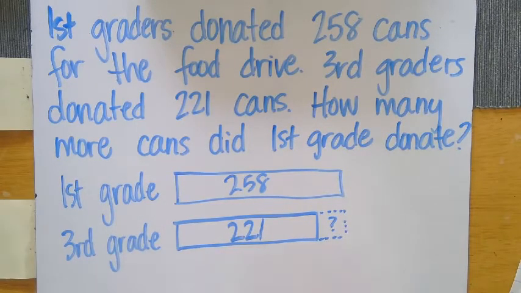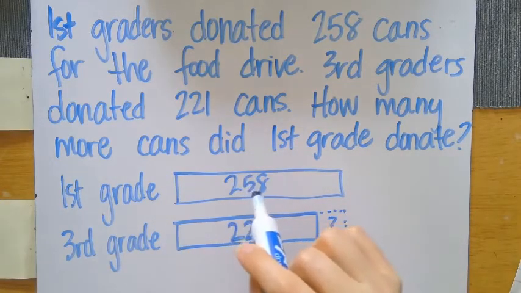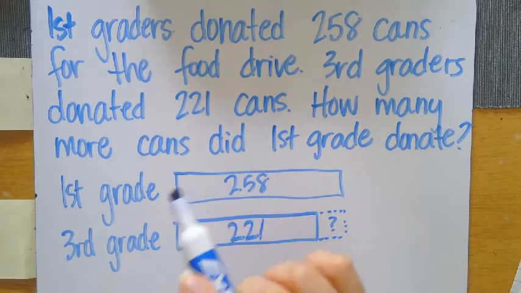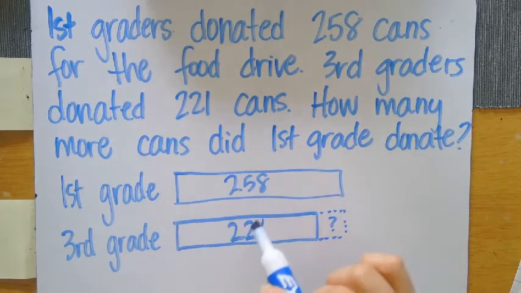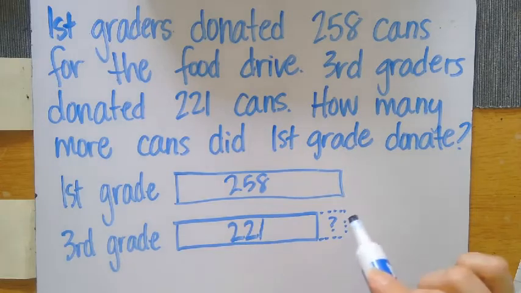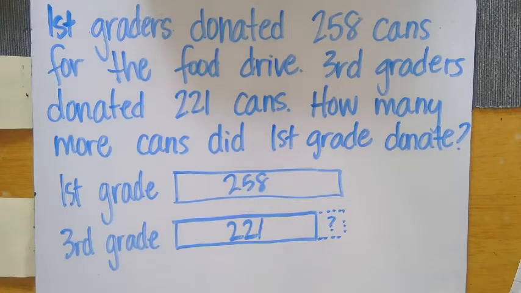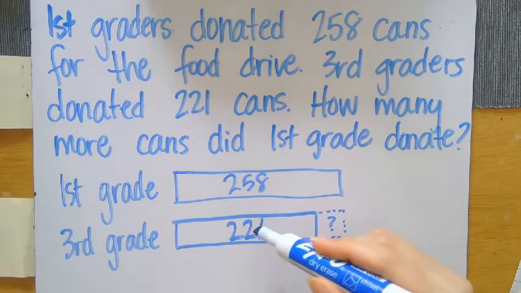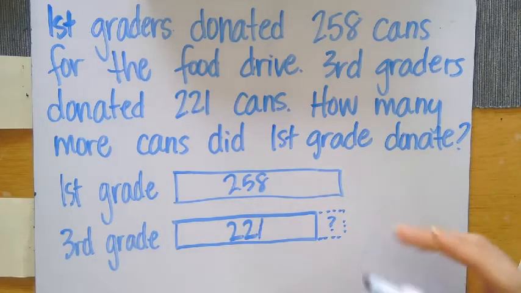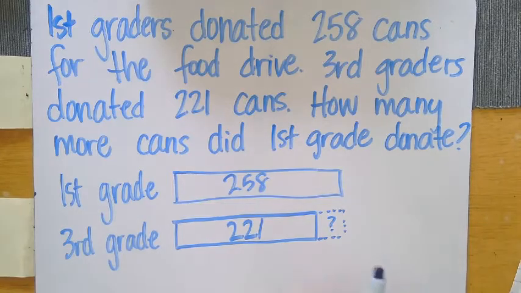All right. The knowns are first grade. We know that 258 cans were collected. We also know that first grade has donated more cans than third grade. We simply need to know how many more. So what could we do to figure this out? Okay, we can add from 221 all the way up to 258. So counting up by tens, 231, 241, 251, and then counting individually by units.